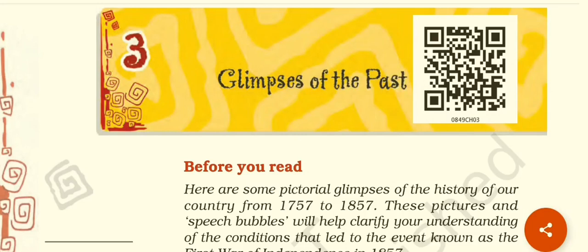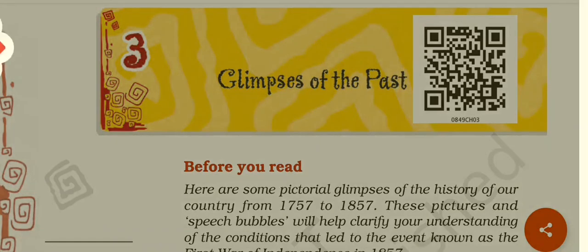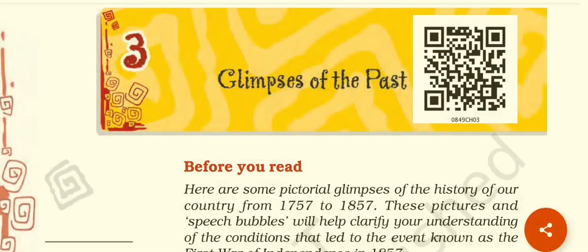This time I've decided to take the third unit of English Honeydew text by the name, as you can clearly see, Glimpses of the Past. Past refers to things that have already happened or occurred. Glimpses will basically relate or take us to an account of a few of the important happenings in the past.